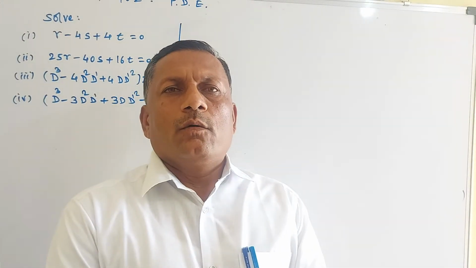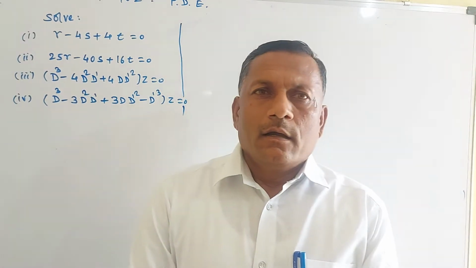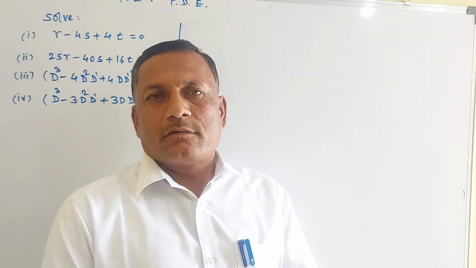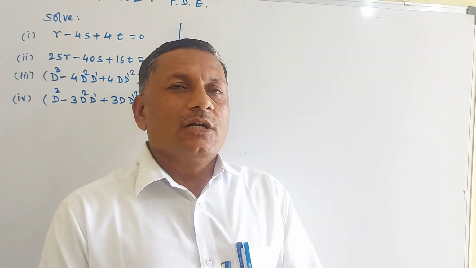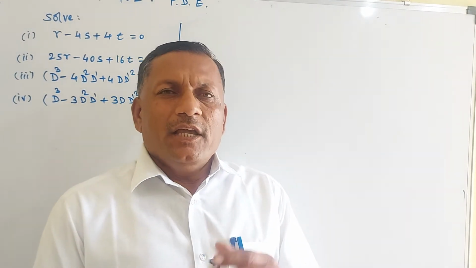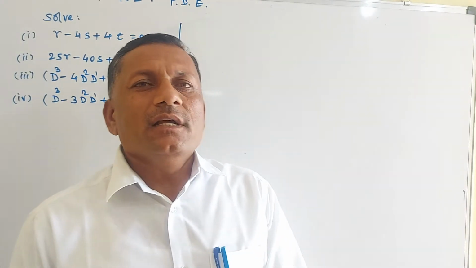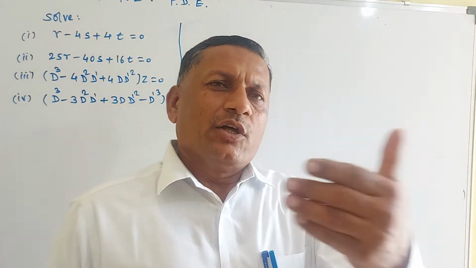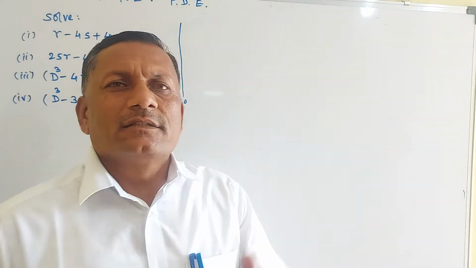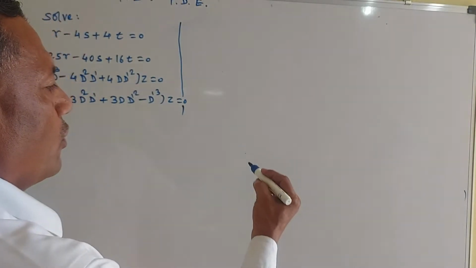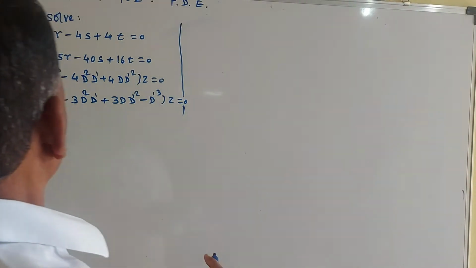Hello students, we have seen how to find the general solution when the auxiliary equation has non-repeated roots. Today we see what happens if the auxiliary equation has repeated roots, and we look at some examples. We have seen theoretically how to find the general solution if the roots are repeated, so now we solve four examples here.